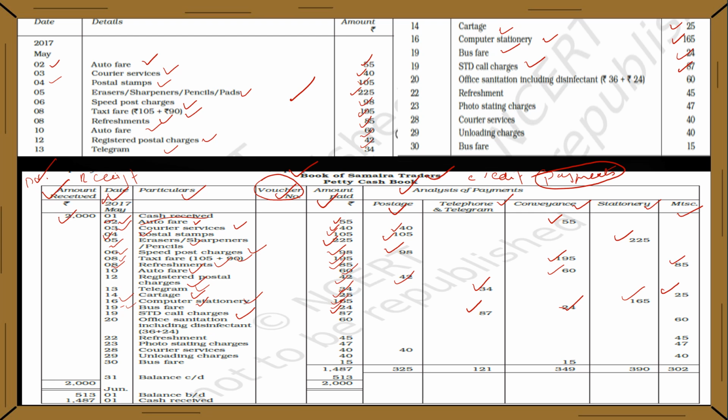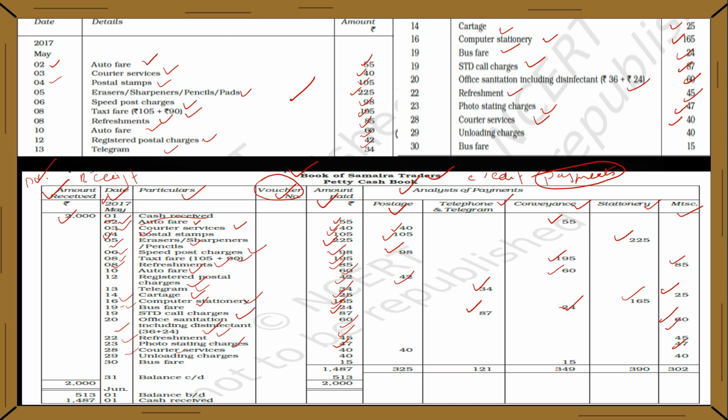Next, office sanitation including disinfectant, rupees 60. Under the particulars column, write office sanitation and disinfectant. Write the date, 60 rupees. It will go under the miscellaneous column. Next, refreshment of rupees 45. Date, refreshment 45. It will go under the miscellaneous expenses column. Photostating charges or the Xerox charges, 47. Under the particulars, write photostating charges, 47 rupees. It will go under miscellaneous expenses. Courier charges of 40.